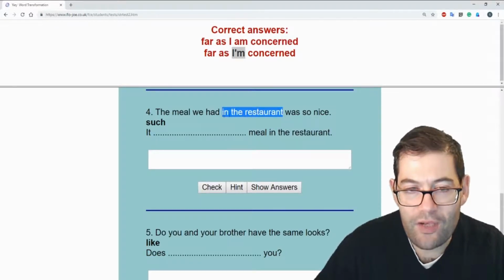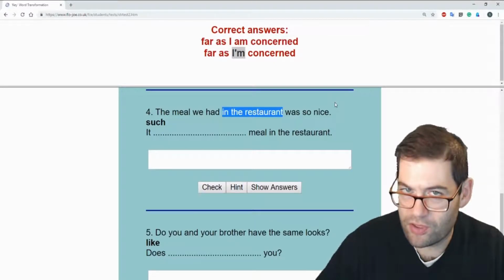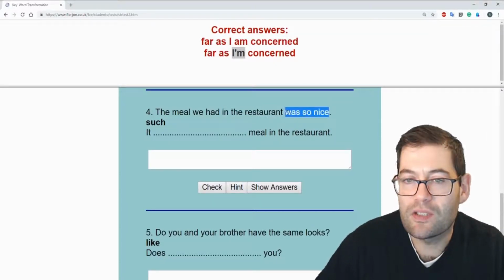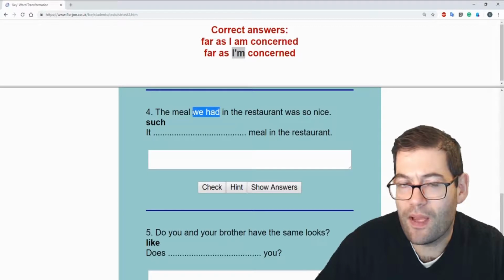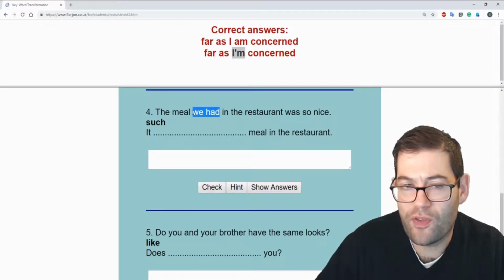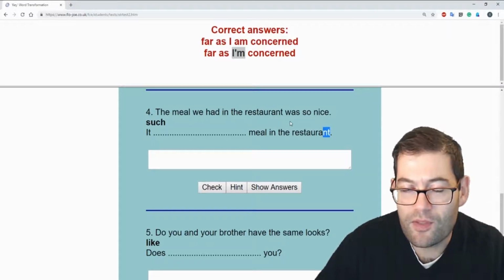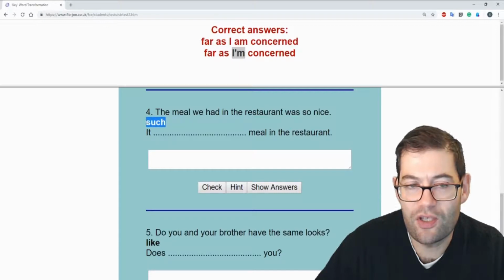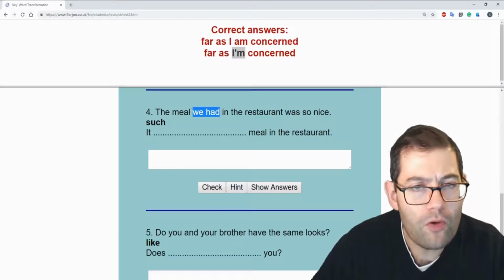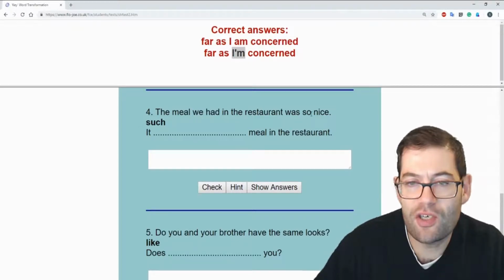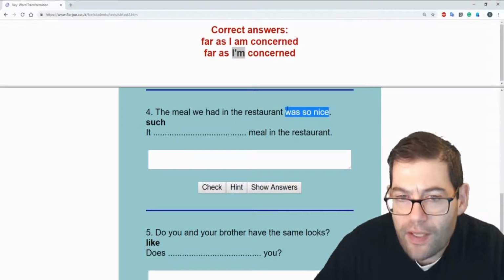So, the language that we need to focus on, well, there's 2 possible things. One was so nice, and we had. So we've got to think carefully about what's the focus of the sentence here. What's the most important thing that we need to focus on, given that we've got the keyword such? Can we use such in context with we had? Not really. Can we use such in the context of was so nice?